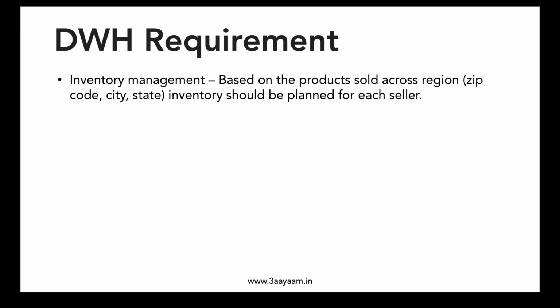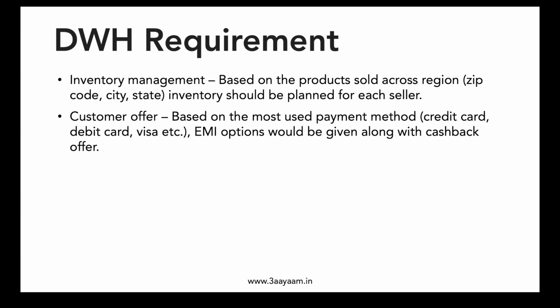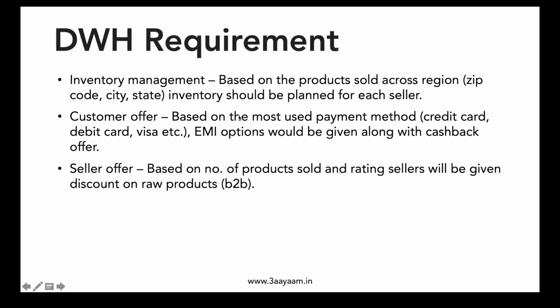Remember that. Then customer offer is another requirement. So there would be reports created based on the most used payment method. EMI options would be given along with cashback offer to each customer or to different customers. Now again, how do you find out the most used payment method? The amount of items or amount of products sold for each type of credit card or each type of payment method. Then we have seller offer based on the product sold and rating of sellers.